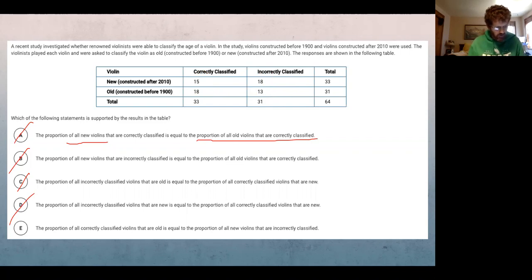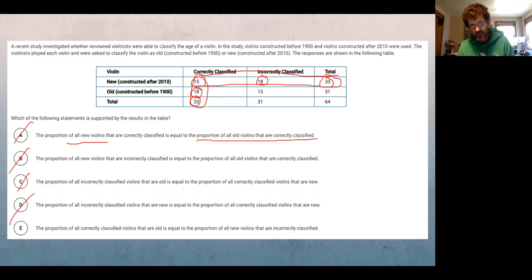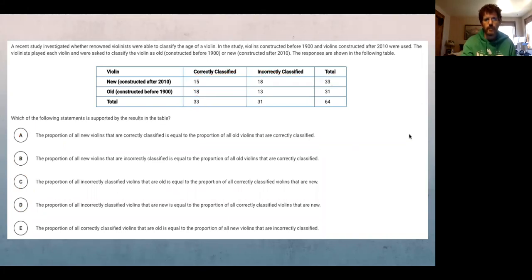The proportion of all correctly classified violins that are old is 18 out of 33, is equal to the proportion of all new violins that are incorrectly classified. New violins is the condition, incorrectly classified, that's 18 out of 33. Now, I know I went through this somewhat fast, and you might need to take some time to figure out: this is the condition, this is the probability. But as you work through it, it becomes rinse and repeat. You're doing the same thing over until you finally find a proportion that's the same. And here we found it. Okay, so E would be the answer.